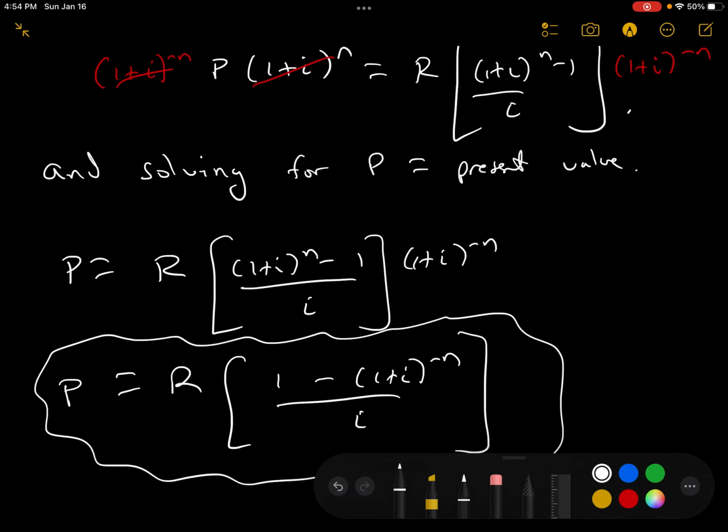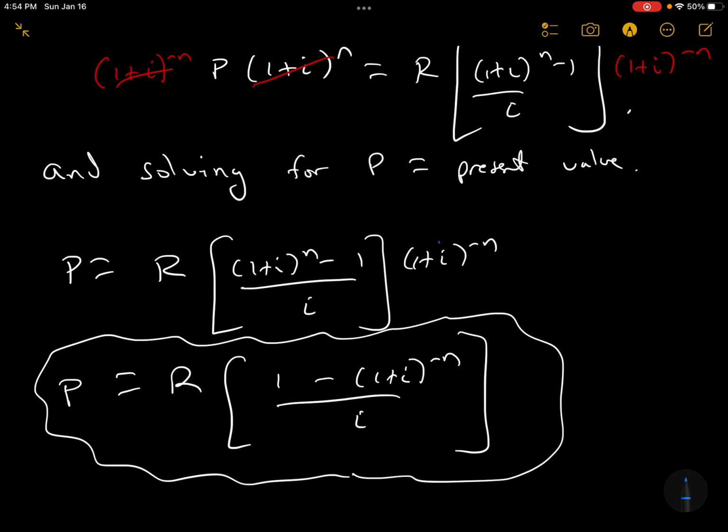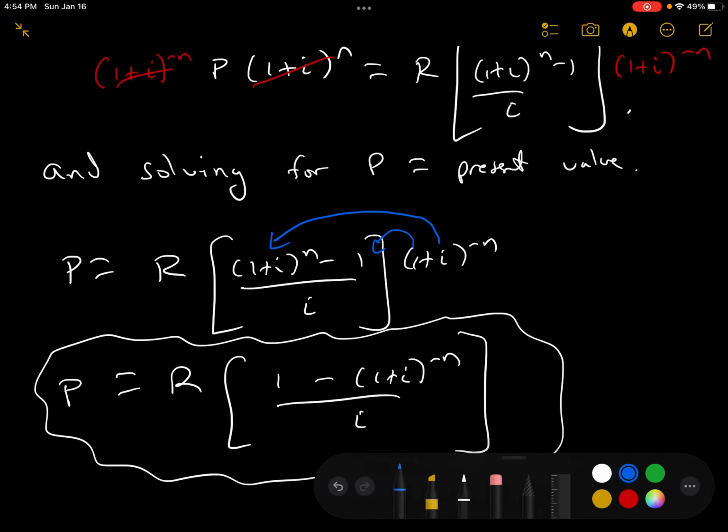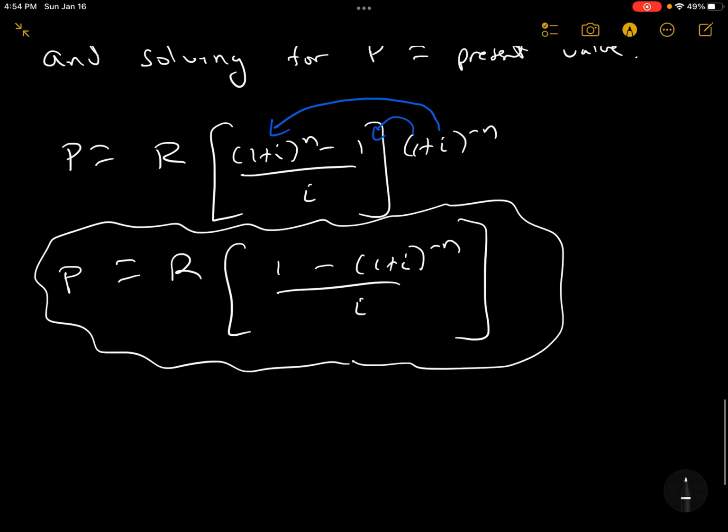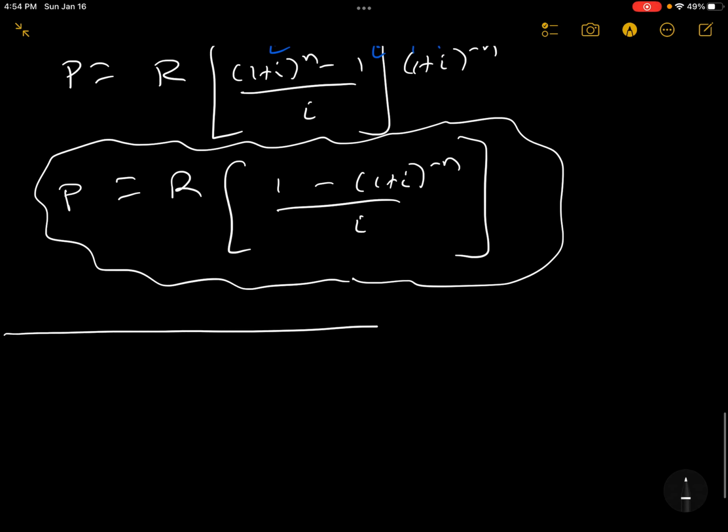All right, so all I did in that step was multiply this by this, and because they're inverses of each other, I get 1. Then I multiplied it by this, and I just get 1 minus (1 + i)^(-n). So this gives us a way to compute the present value of our annuity. So let's look at a couple of examples here.